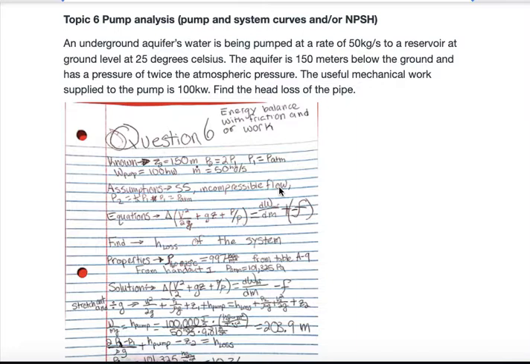So using the Bernoulli balance, we can assume it's steady state, incompressible flow, and we know that P2 is twice P1, and P1 is atmospheric, which in this case we got from handout 1. Then we got our other properties from table A9.